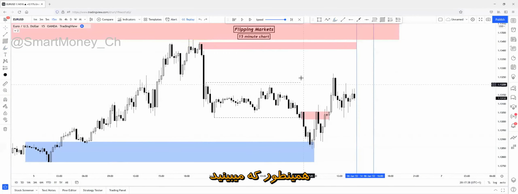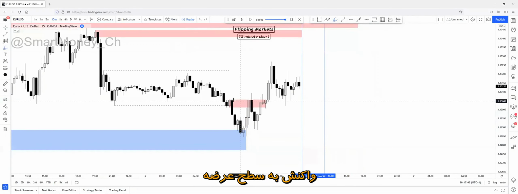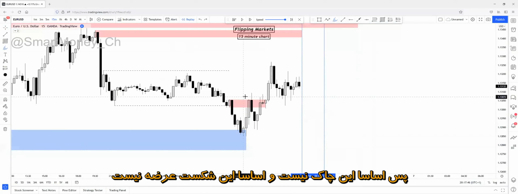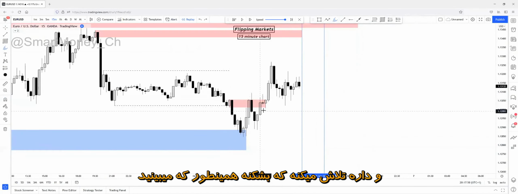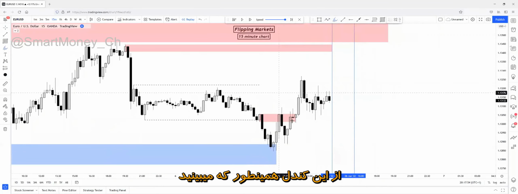As you can see, after the 4-hour tap, price reacted on this supply zone and couldn't break above it. So basically, it's not a change of character. It's not a supply break. It's just reacting and struggling to break above, as you can see. We can see a clear break actually from this candle.